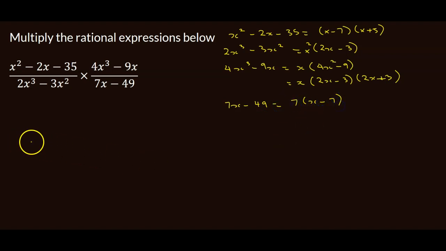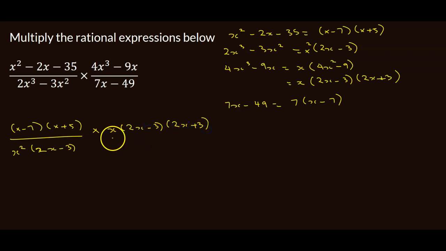So let's replace. This is going to be x minus 7, x plus 5, divided by x squared, and then we have 2x minus 3, and we multiplied this by x, and then we have 2x minus 3, and then we have 2x plus 3, and then we divide this by 7x minus 7. So now we'll go ahead and cross out common terms.